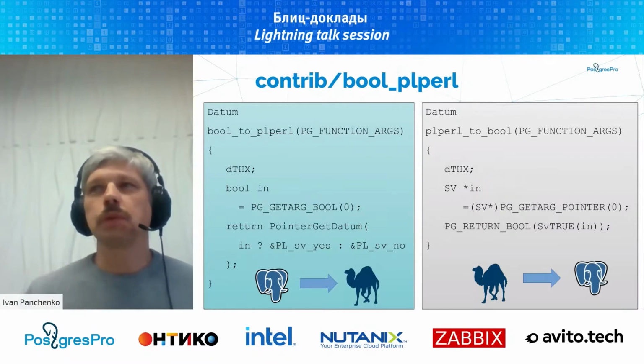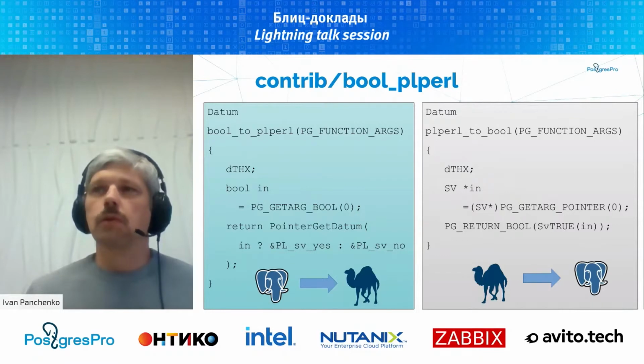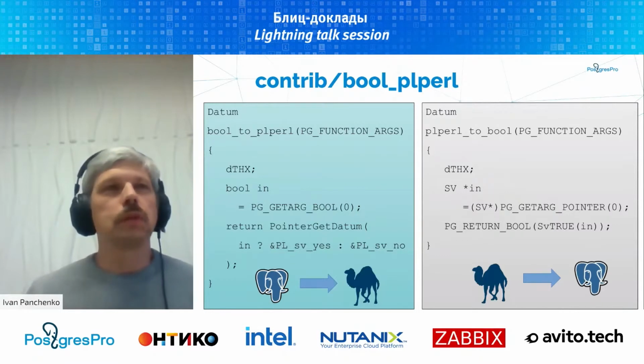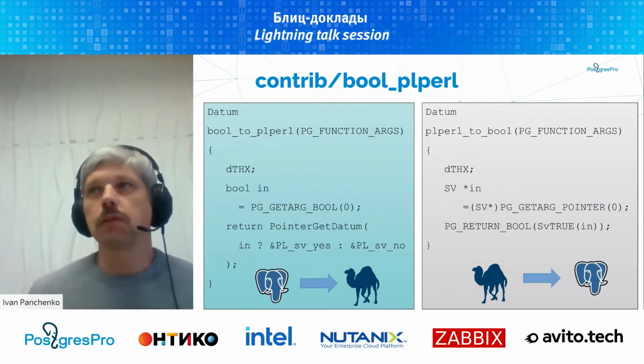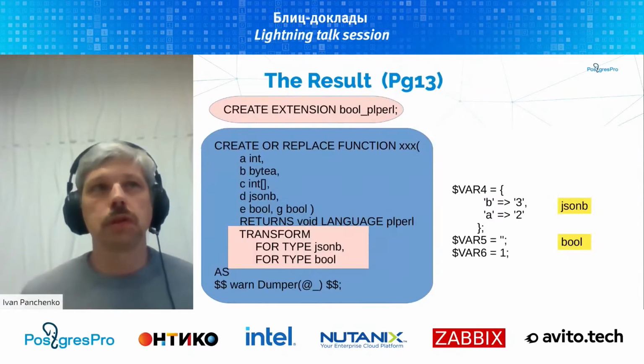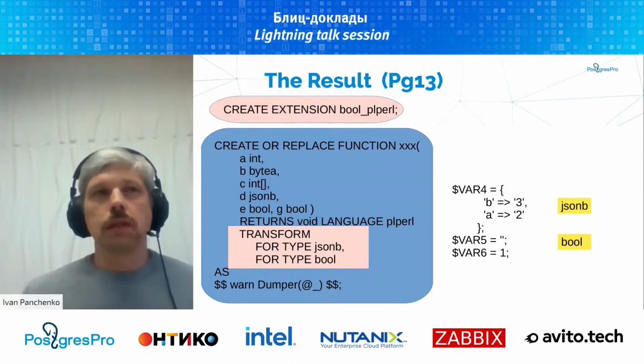This is very, very simple, and from it you can understand how to write all those transforms. JSON transforms are really big, but it could work for this kind of simple types. Why am I telling you that? Because you could also work on transforms. Here is the result that we receive. We have a new extension. It's already available in Postgres 13.